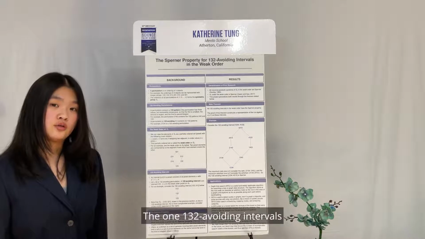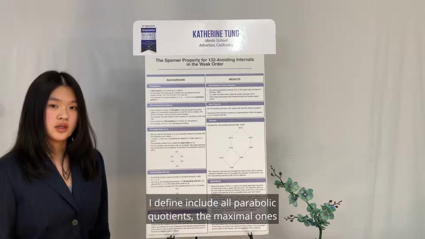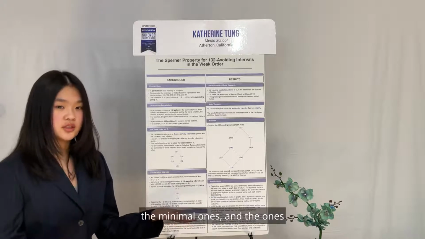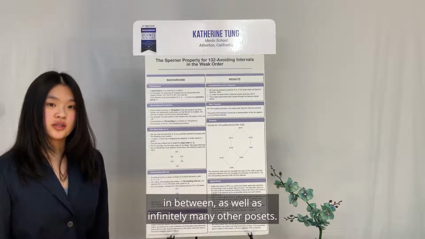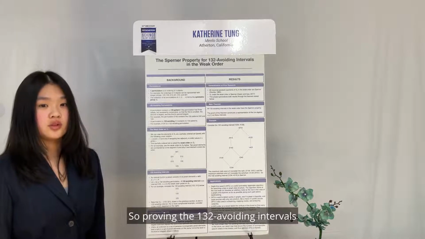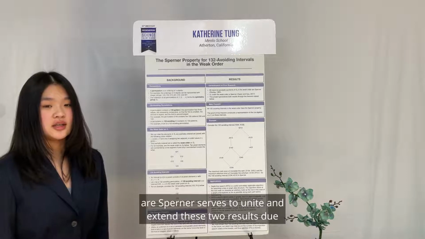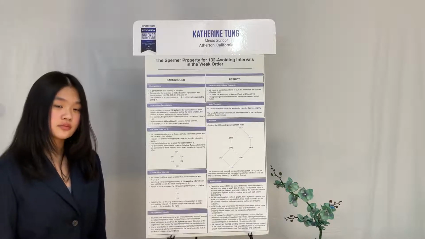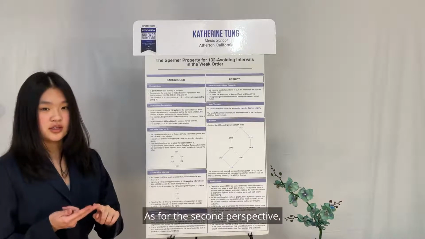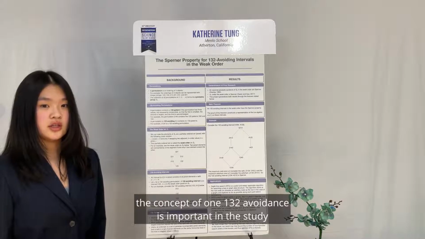The 132 avoiding intervals I define include all parabolic quotients, the maximal ones, the minimal ones, and the ones in between, as well as infinitely many other posets. So proving the 132 avoiding intervals are Sperner serves to unite and extend these two results due to Stanley and Gaetz and Gao.